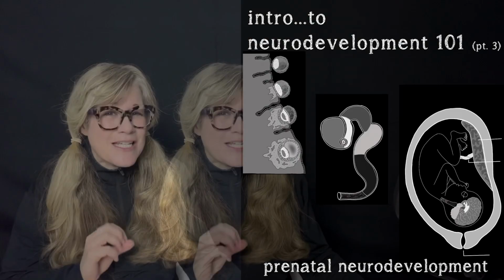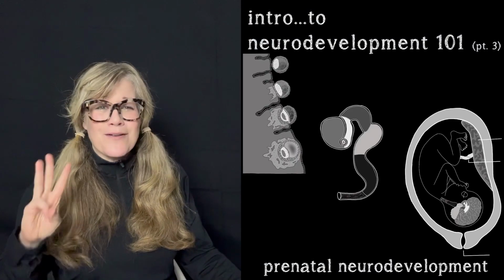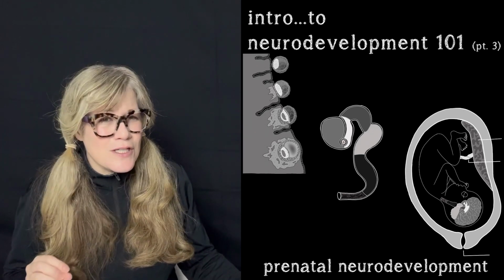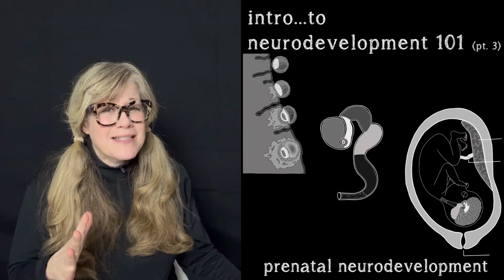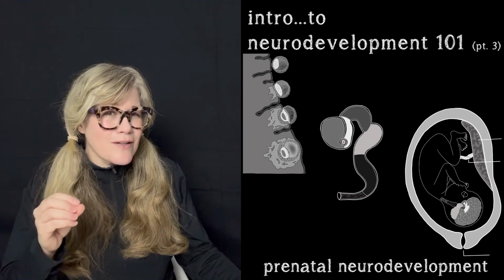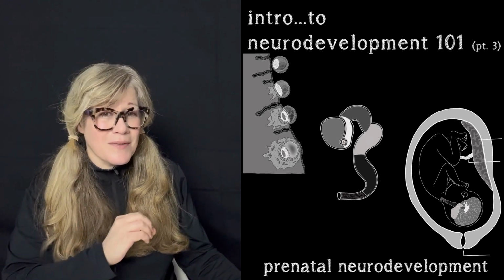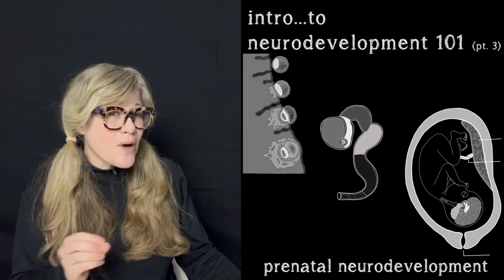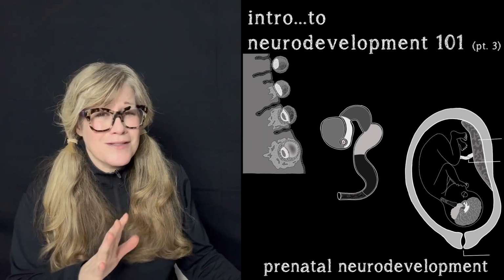Today's episode is Intro to Neurodevelopment 101 Part 3, Prenatal neurodevelopment. It is entirely devoted to the moment you became a bunch of rapidly dividing cells, and will follow those cells up to where the nervous system kicks off, beginning with the development of the neural tube, and then follow brain development up to the moment you entered this world.